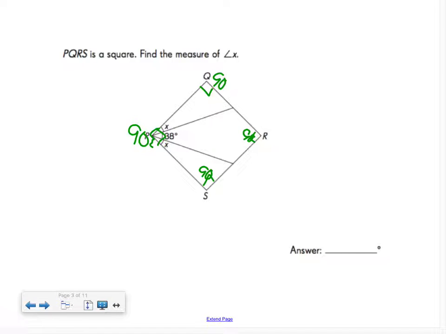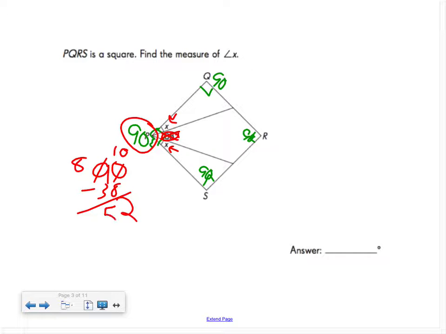However, they've broken this corner, this angle up into pieces. So I know we don't know what this is. I know this is 38, and I don't know what that is. I always start with what I do know. If the whole is 90 and a piece of it is 38, I need to get rid of it. So I need to do 90 minus 38. And I'm going to subtract, and I get 52.